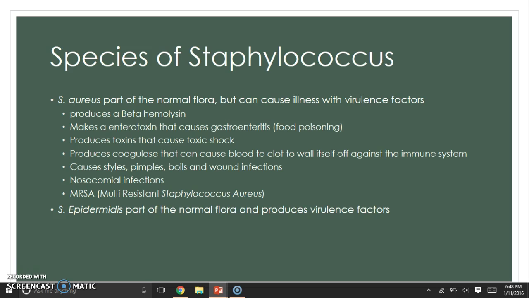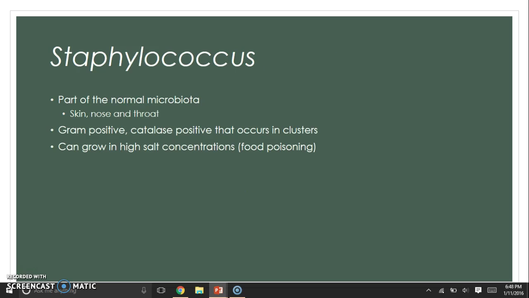So if you get a MRSA infection, it's scary. We've got to figure out ways to develop some more antibiotics that can help kill Staphylococcus aureus, because it's a dangerous little bug. Another one is Staphylococcus epidermidis. It's part of the normal flora as well, and it produces a variety of virulence factors.